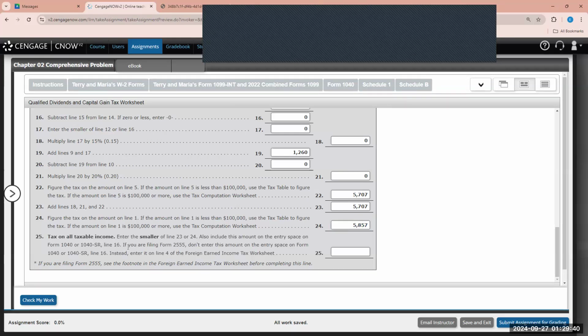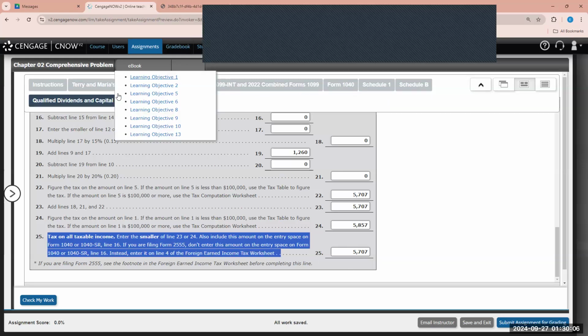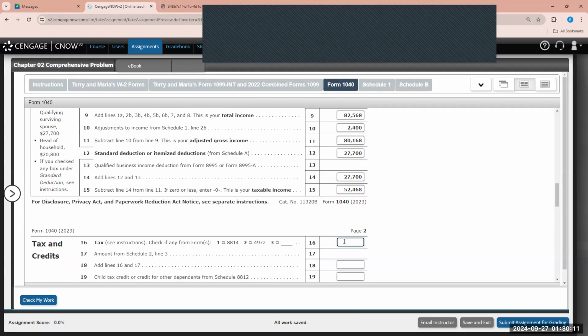Based on the instructions, it asks us to enter the smaller of line 23, which is 5,707, or line 24. So we see that 5,707 is the lesser of the two, and it asks us to enter this amount on Form 1040, line 16. This represents the tax on all taxable income. So we go back to our Form 1040. Our tax is 5,707.